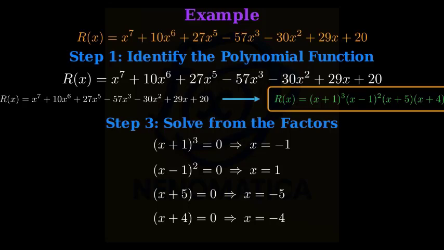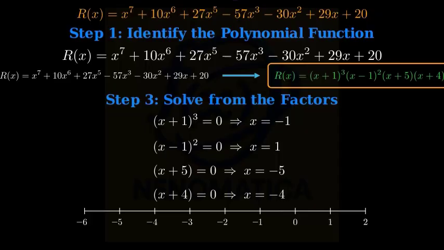To build intuition, let's place the zeros on a number line and mark multiplicities. Here is a number line from negative 6 to 2. We mark x equals negative 5, x equals negative 4, x equals negative 1, and x equals 1. We will show multiplicity with concentric rings, triple rings for x equals negative 1, double rings for x equals 1, and single filled markers for the simple roots at negative 5 and negative 4.